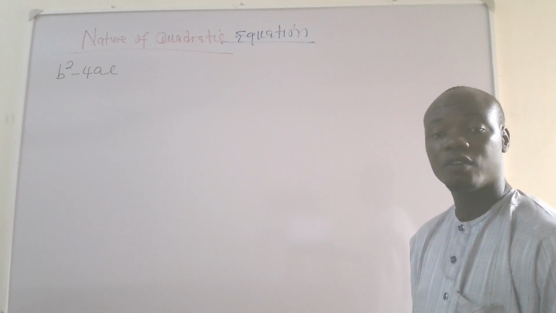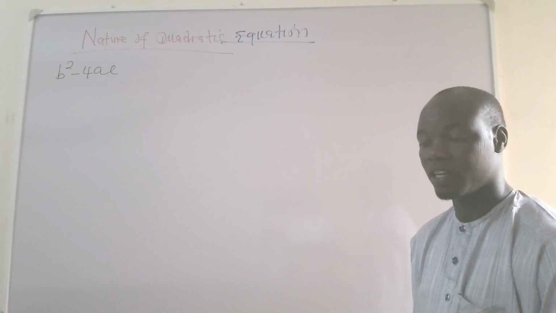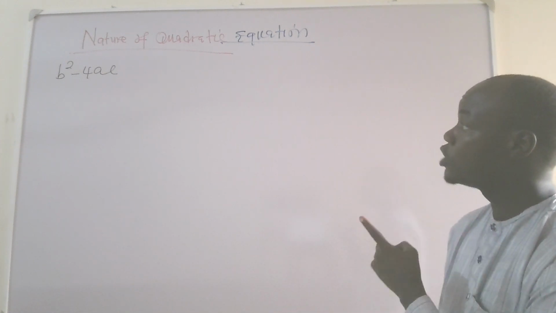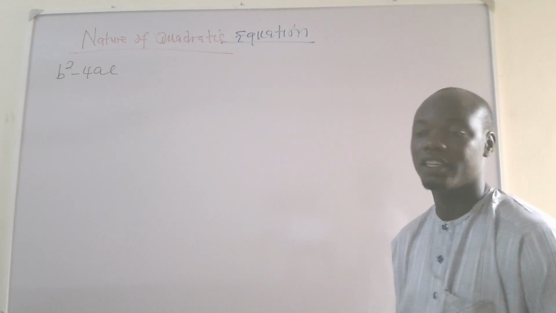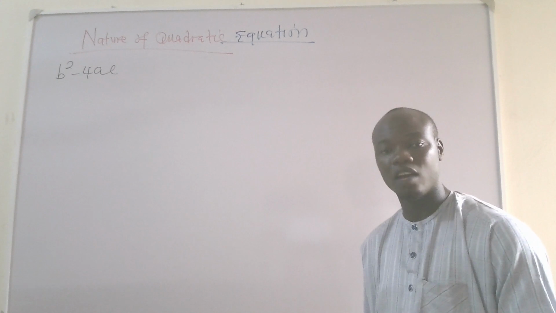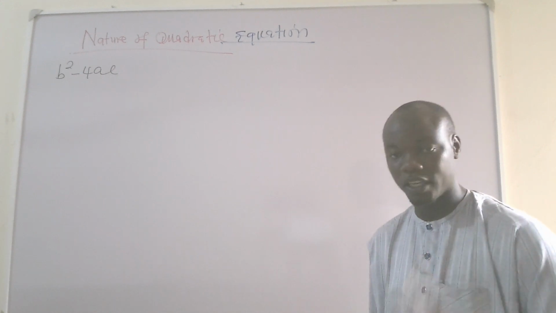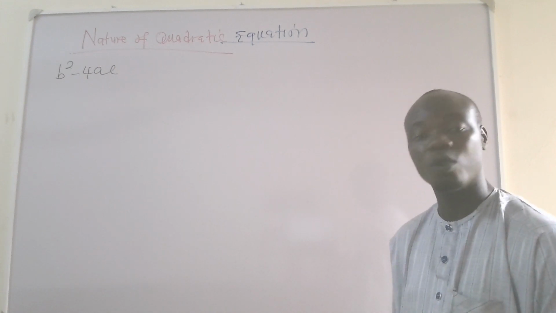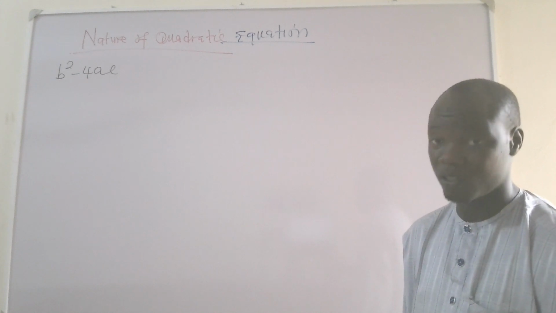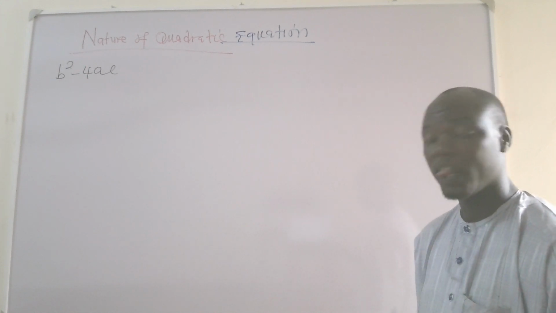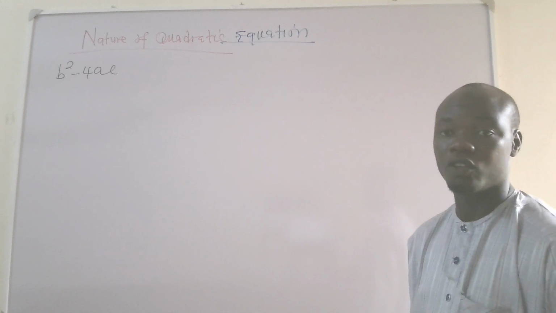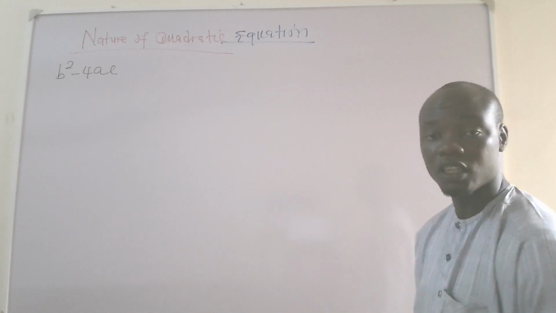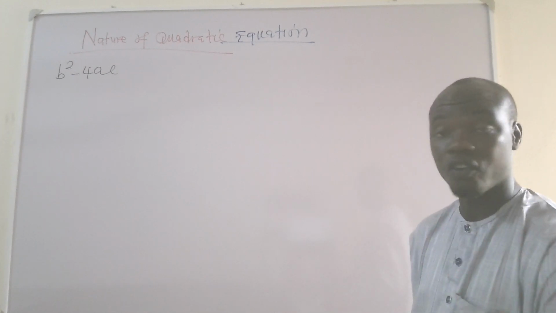To know the nature of a quadratic equation, you use a formula which is stated as b squared minus 4ac. This will give us an idea of how our roots will look, and from there we will know whether we are going to apply the completing the square method, the formula method, or the factorization method. This formula is called the discriminant.